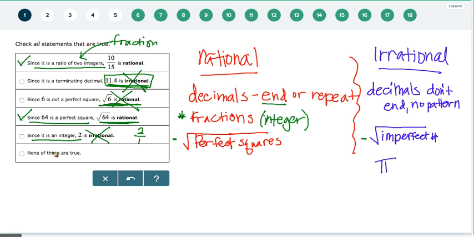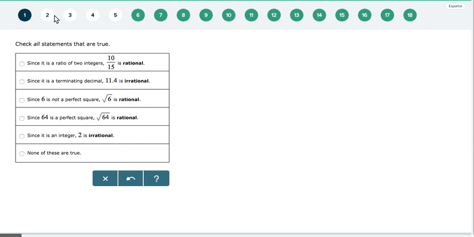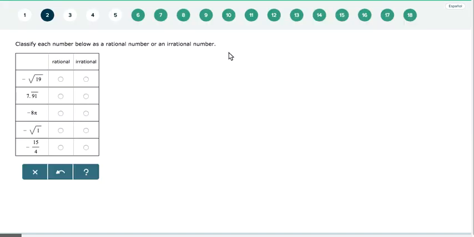And then none of these are true. That's false because I do have some true. So there's a lot going on here. You're going to have to really know the difference between rational and irrational numbers. Now, the nice thing is number 2 is the same type of situation, but there isn't all the explanations happening. You just literally decide rational or irrational.